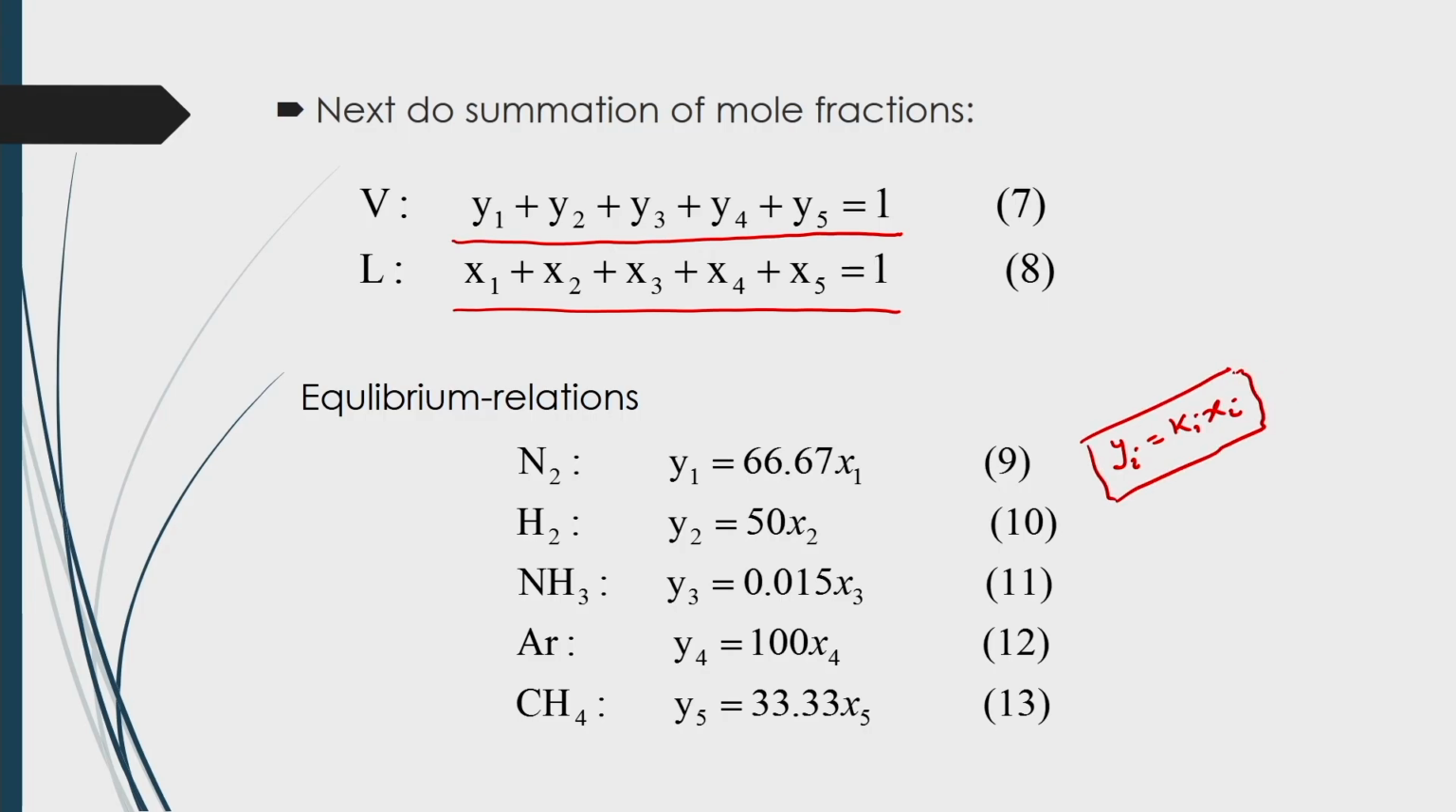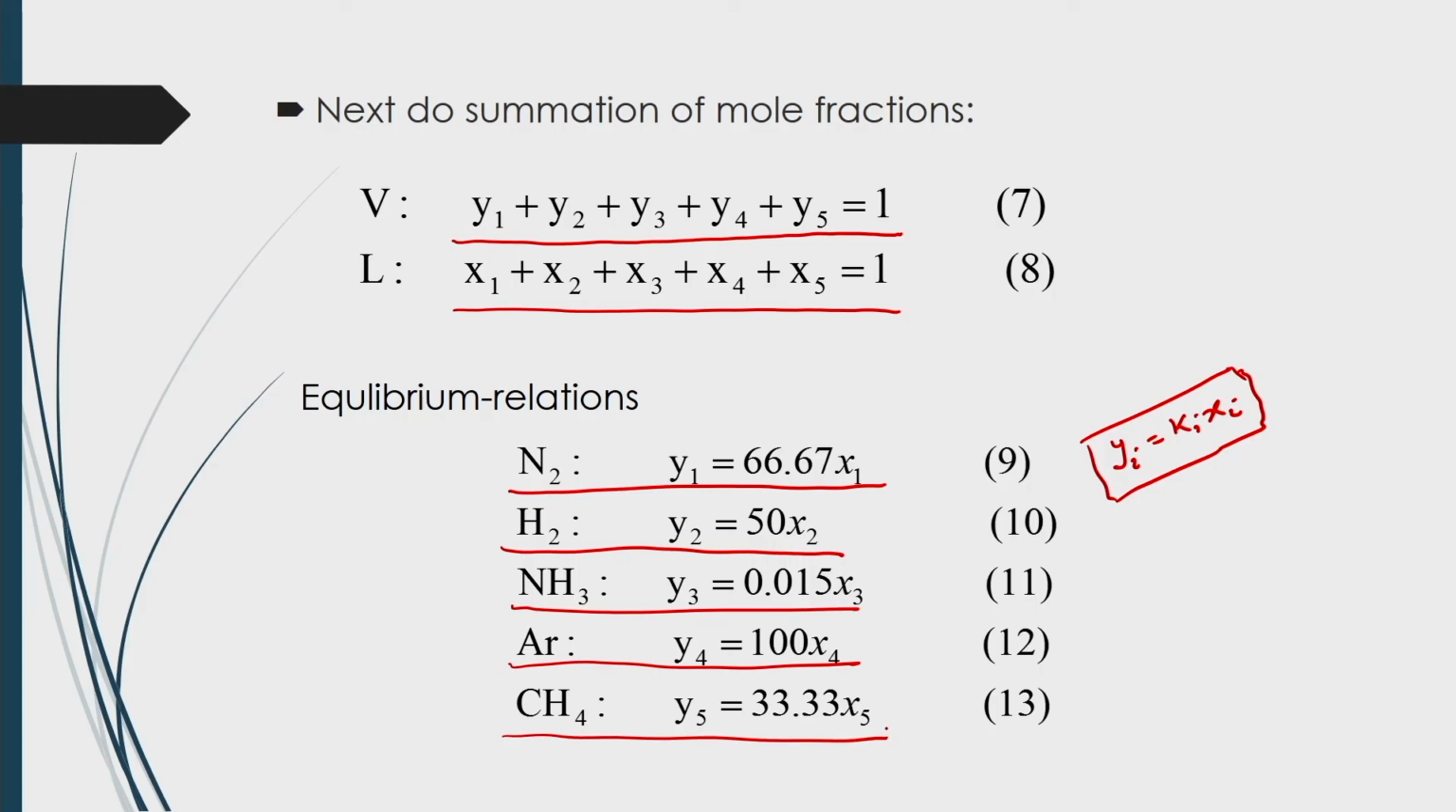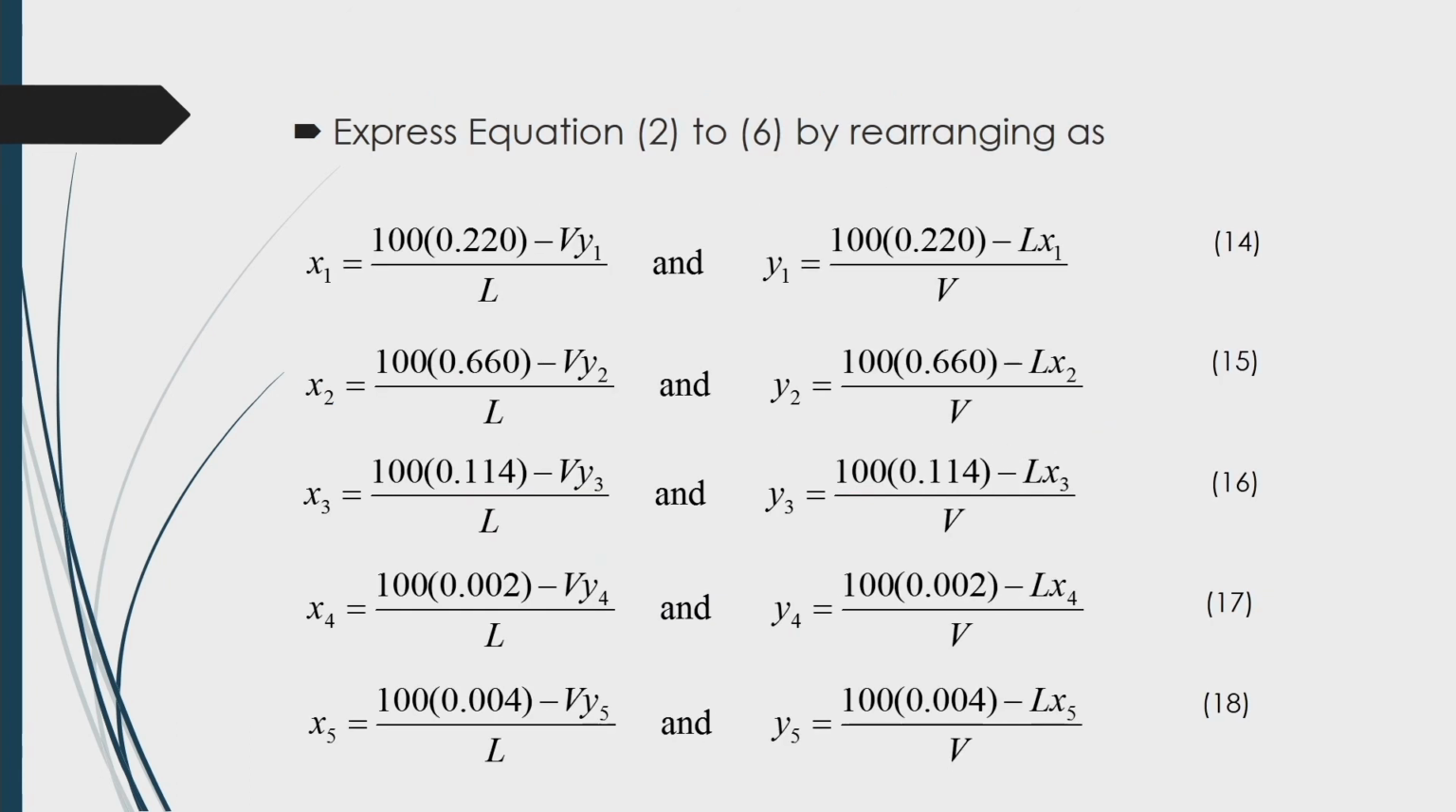Based on this equilibrium equation, you have to express the equilibrium equation for each component. For nitrogen, it is given y1 will be equal to 66.67 into x1. Here 66.67 is the equilibrium constant for nitrogen. Similarly, for hydrogen it will be y2 equals 15 x2. Similarly for ammonia, argon, and methane, you can find out the equilibrium relations. So it can be expressed by equations number 9 to 13 for the respective components from nitrogen to methane, as shown in the slides.